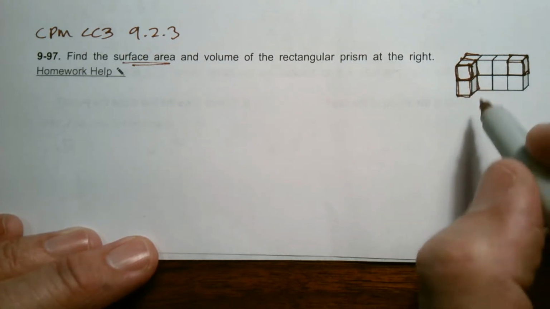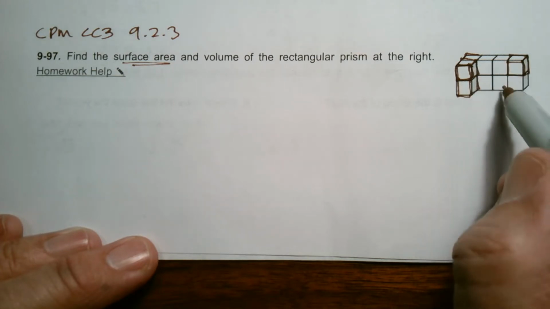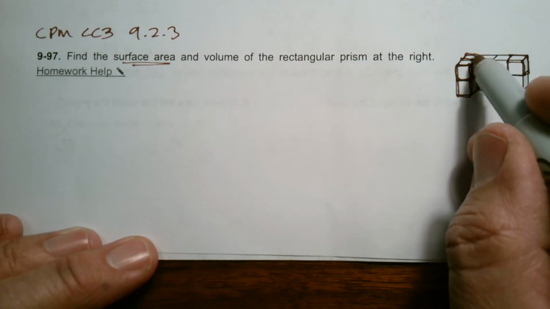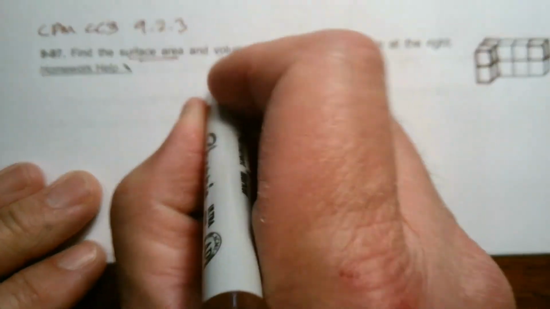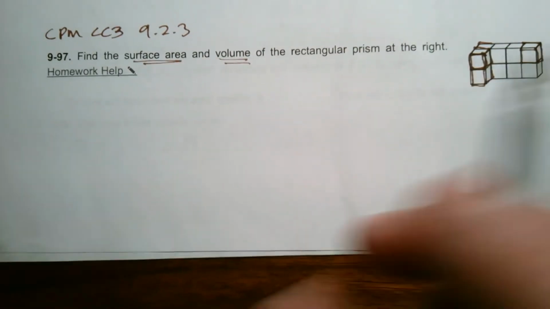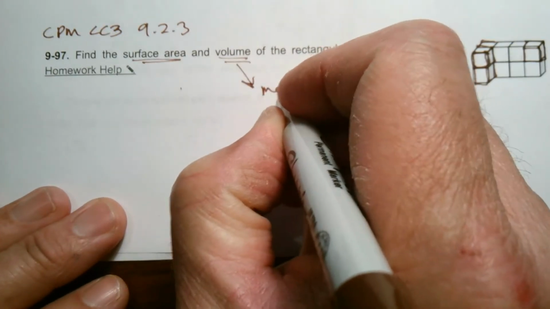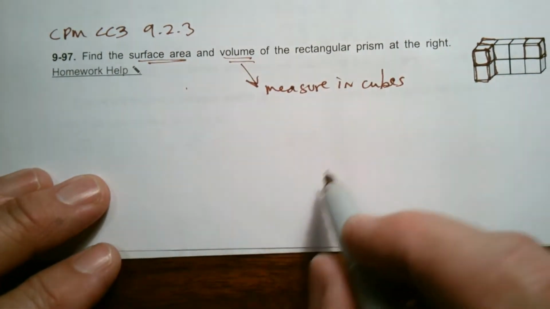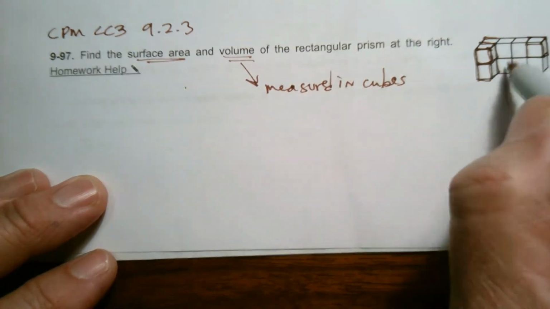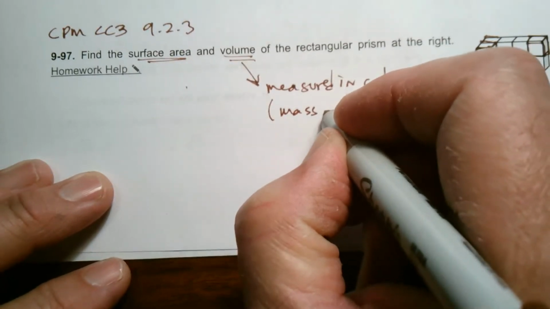So if I count, there's 1, 2, 3, 4, 5, 6, 7, 8 that I can see, and then I have to see that there's going to be two stacked behind that. If I think about how many blocks there are, that's my volume. Volume is the number of cubic blocks, right? Those are cubes. Volume is always measured in cubes, so cubic inches, cubic feet. So it's the stuff inside, the mass, the stuff inside.